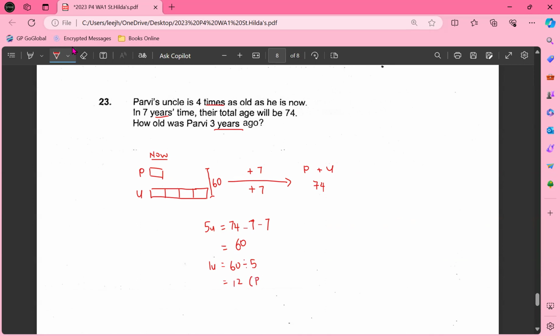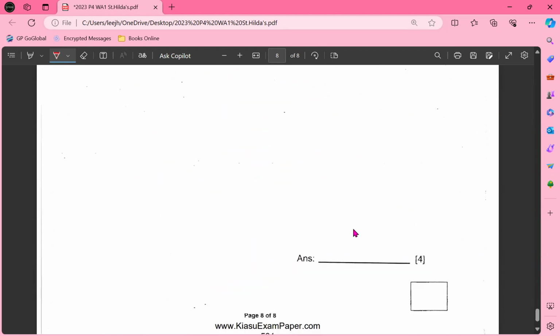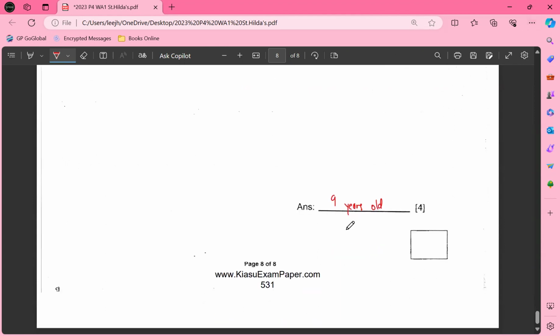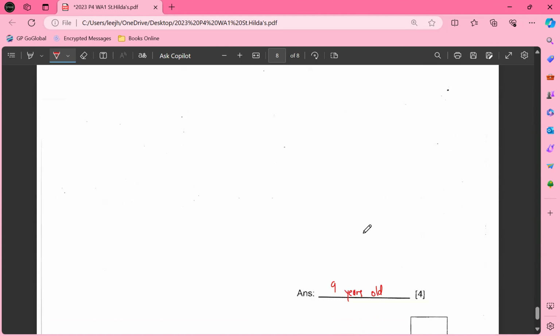So 12 is Pavi's age now. Because now Pavi is just 1 unit, right? So this is a 12. But my question is not this. My answer is not this because they want to know how old was Pavi 3 years ago. So if it's now 12 years old, how old was he 3 years ago? So you have to take 12, subtract away 3. Your answer is 9. So your final answer will be, always write down, 9 years old. Always finalize your answer. Okay, and I think we are done here for P4 week 14 exam paper review.